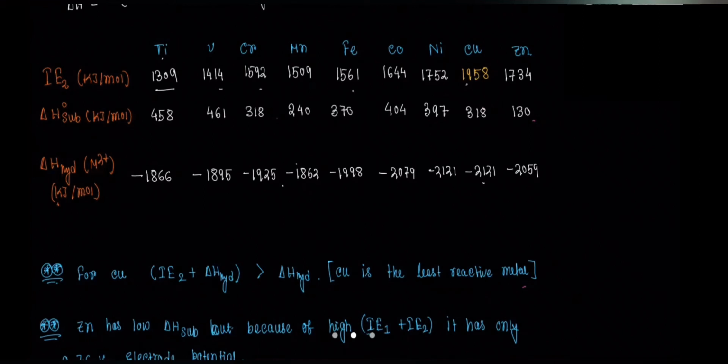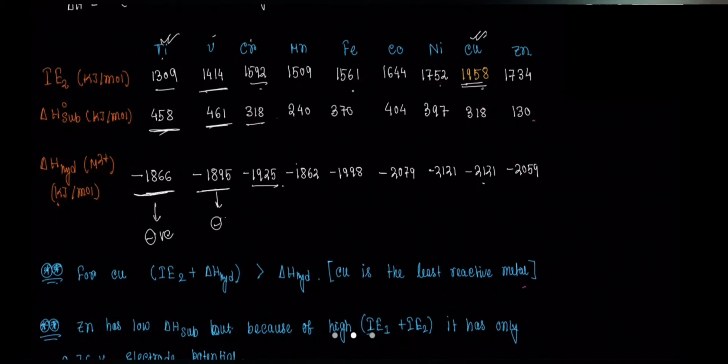Now you can see if you just move from left to right, the values are increasing. For copper, it is 1958, which is a pretty high value, isn't it? One of the highest values. And if you go to the delta H sublimation and the delta H hydration for all of them, you do understand we need to add these three values up every time, for chromium as well. If you add them, you'd get a negative value over here, a negative value over here.